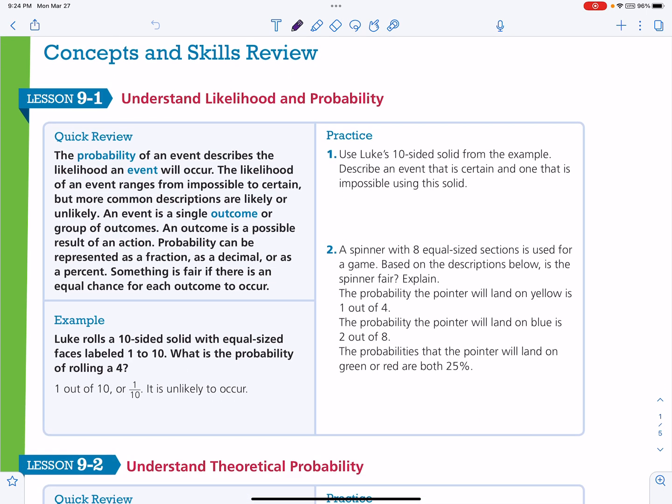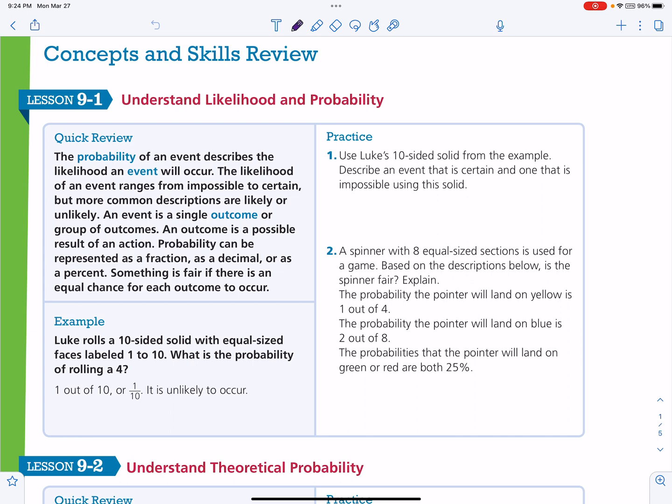You can see how it's organized by lessons here. We're going to go through and let you check your work. Examples are on the left, practices on the right.